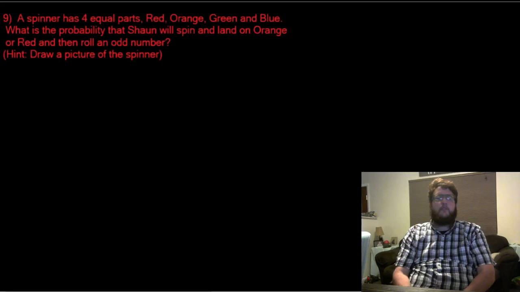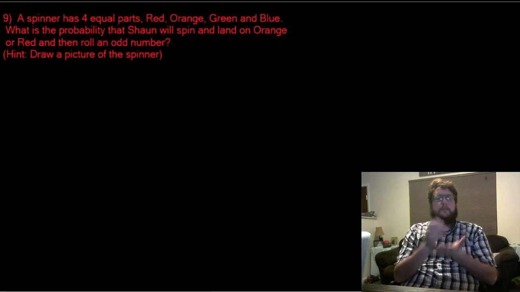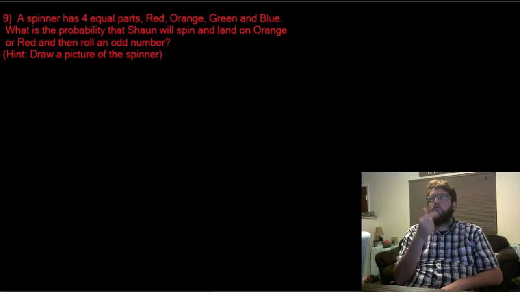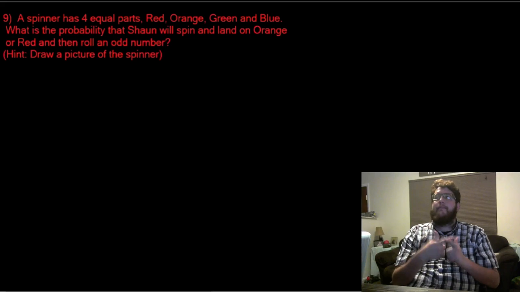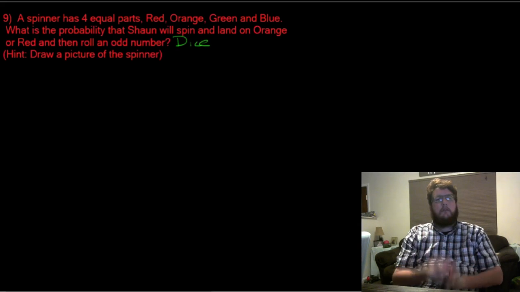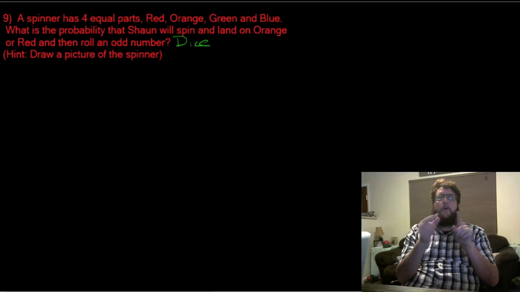Alright, and let's move on to the next question. Number 9. A spinner has 4 equal parts: red, orange, green, and blue. What is the probability that Sean will spin and land on orange or red and then roll an odd number? This should be rolling an odd number on a dice. I apologize for that. It should be fixed in your study guide.